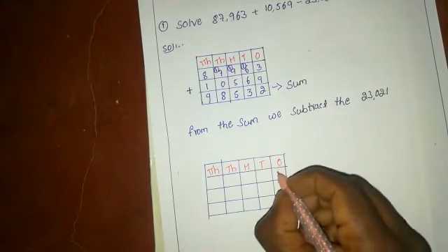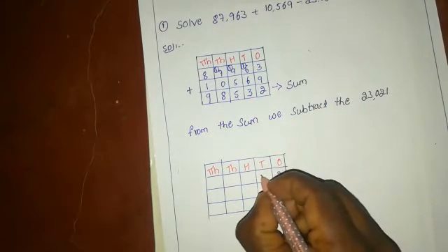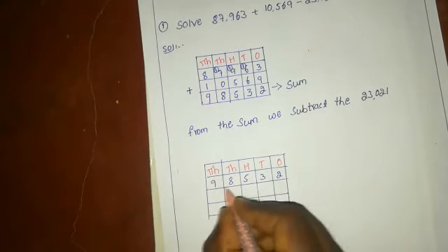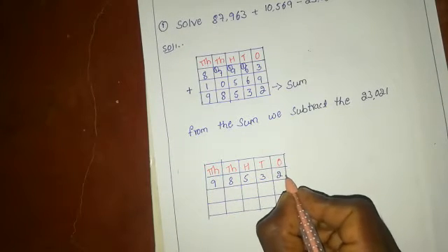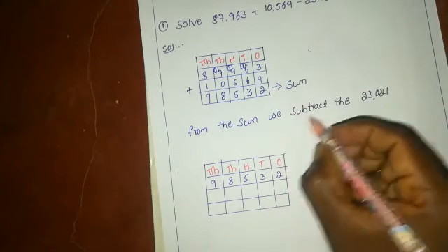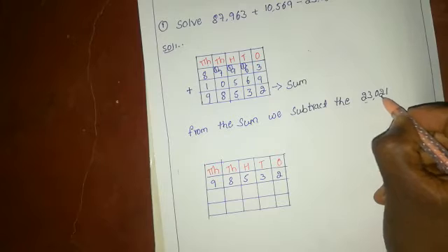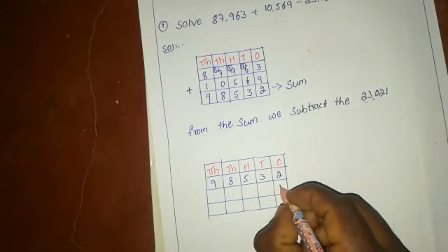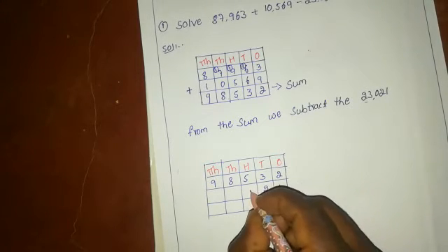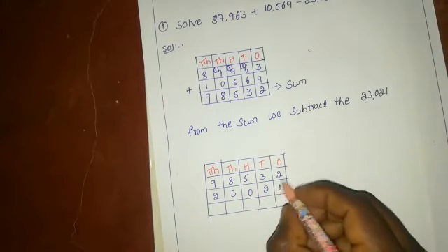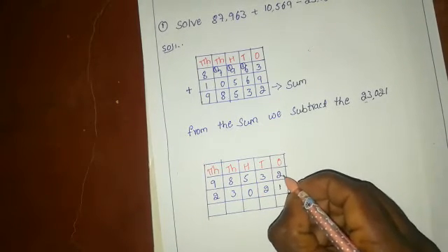98,532. At first, ones place 2, then 3, 5, 8 and then 9. Again we have 98,532, and from this sum we have to subtract 23,021, which means ones place is 1, then 2, 0, 3 and 2. Now we have to subtract this from this.